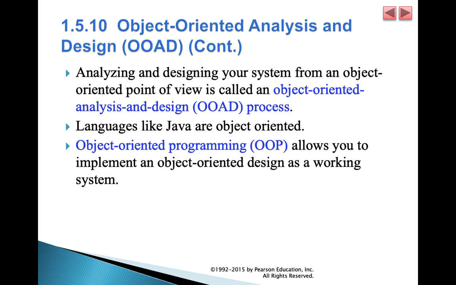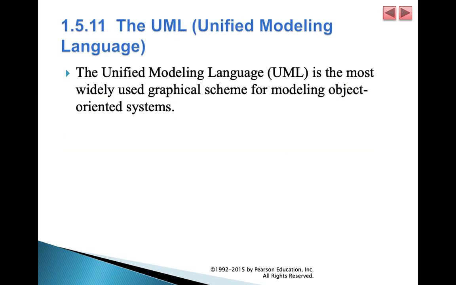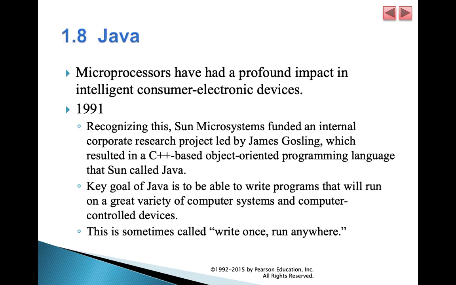So you need to analyze all the object-oriented analysis and design process, and you can then write it in any language that supports object-oriented programming, like Java. We have the UML language, where you can draw the classes on paper. You can also use this after you collect the requirements. Now let's talk about Java.